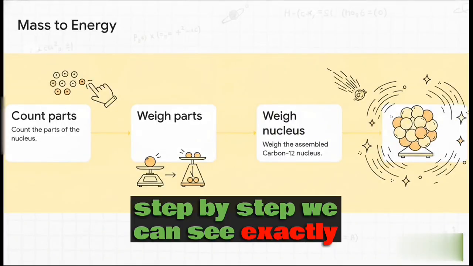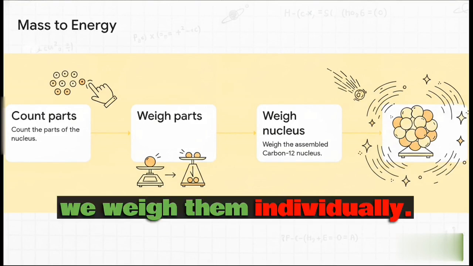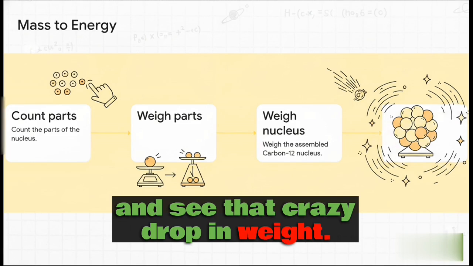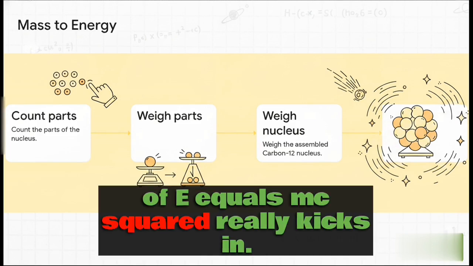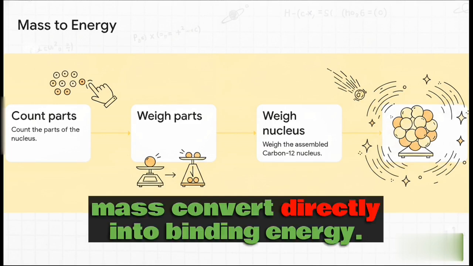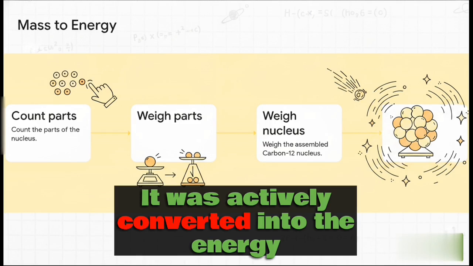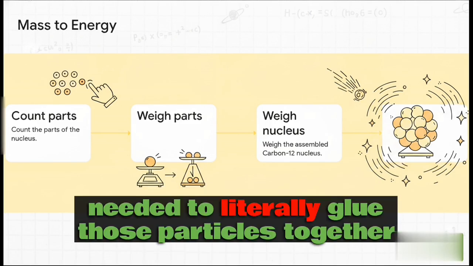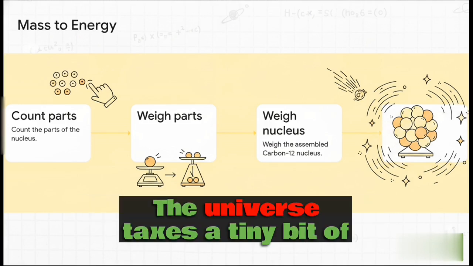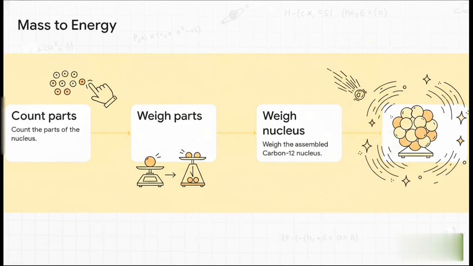Well, step by step, we can see exactly what happens to our missing mass. Step 1, we count the 12 parts. Step 2, we weigh them individually. Step 3, we weigh the assembled nucleus and see that crazy drop in weight. And step 4 is where the magic of E equals mc squared really kicks in. We witnessed the lost mass convert directly into binding energy. The missing mass didn't just vanish into thin air, right? It was actively converted into the energy needed to literally glue those particles together and overcome their natural desire to just repel each other. Think of it as a cosmic tax. The universe taxes a tiny bit of mass to pay for the energy required to keep the atom totally stable.